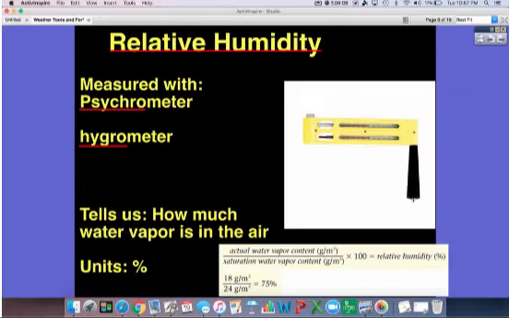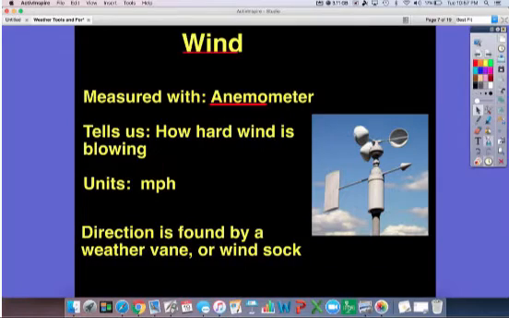So we watch for humidity. If the humidity is going up, we have a better chance of precipitation. If the humidity is way down, we have less of a chance of precipitation. The next thing we're going to measure is wind, and we measure this with something called an anemometer. An anemometer tells us wind speed, and we get that in miles per hour.